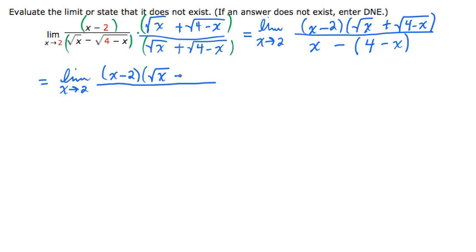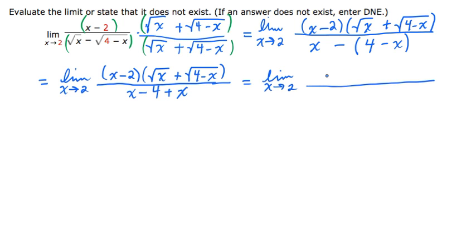With the denominator, let's go ahead and distribute that negative and cancel anything that we can. So in the denominator we'll have x minus 4 plus x. When we distribute that negative, well, x plus x is 2x, so in the denominator we have 2x minus 4.